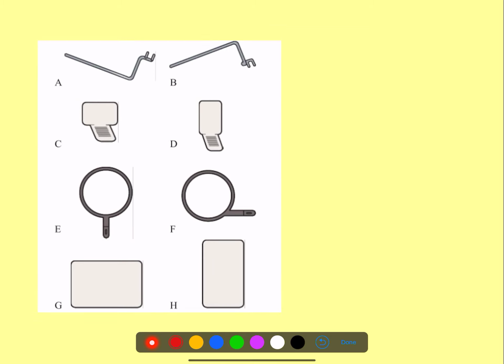And these are the pictures given, and you have to match with the options given in the question. If you go for the first one, size 1 receptor. So this is a size 1 receptor, and this is a size 2 receptor.